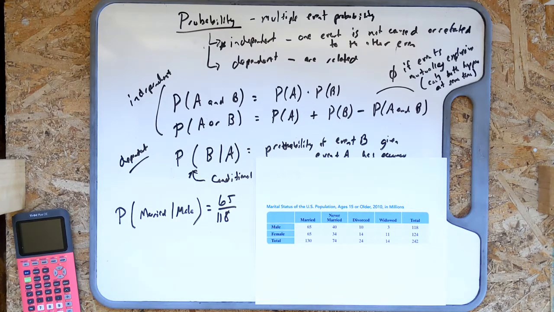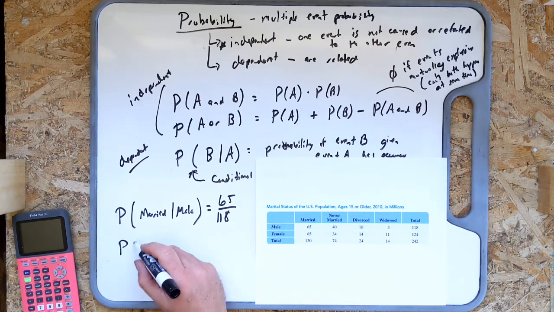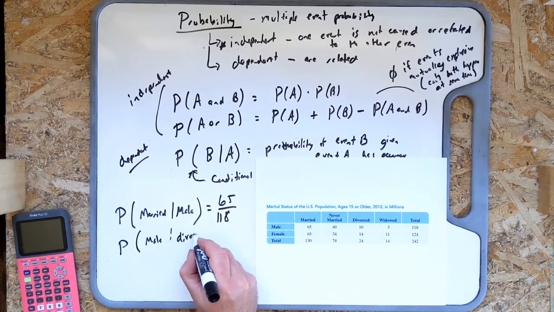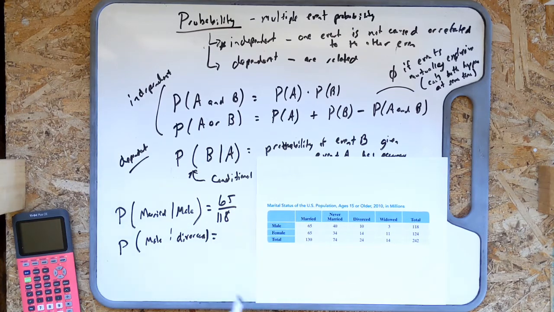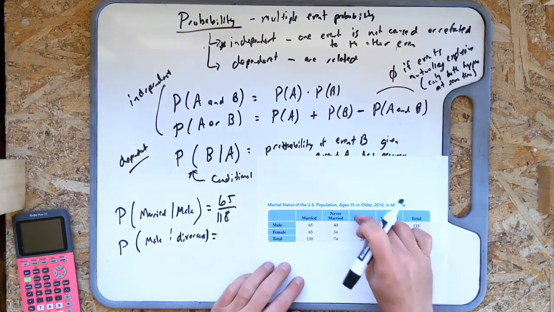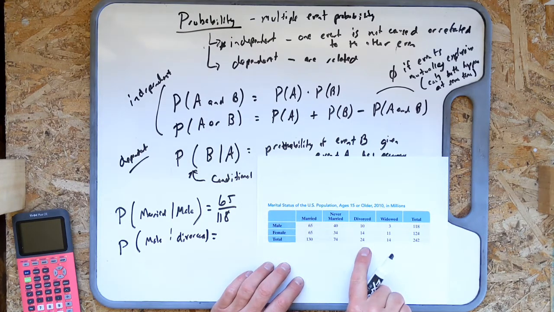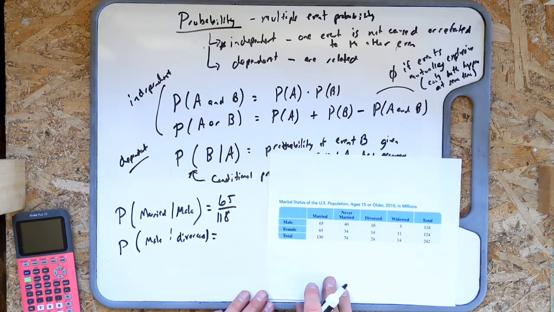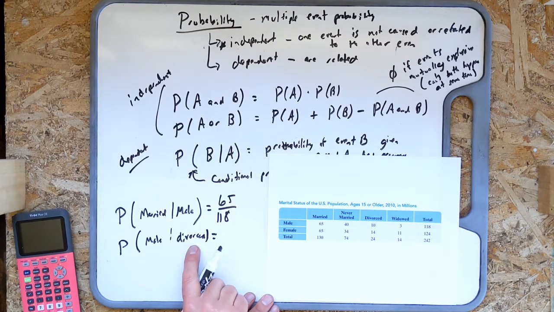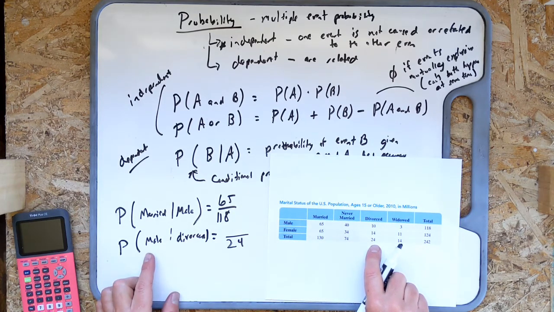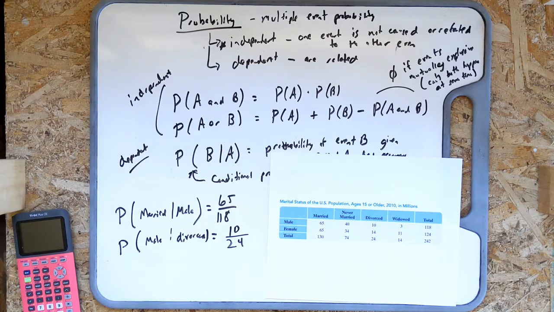Okay, let me give you another example. Probability of male given you're divorced. So this column goes the other direction. Now we're assuming divorced, so we're only dealing with this column. Divorced: 10, 14, and 24. So the denominator is divorced, 24 total. What are the odds you're male if you're divorced? 10 out of 24, which as a percentage is 42% chance.